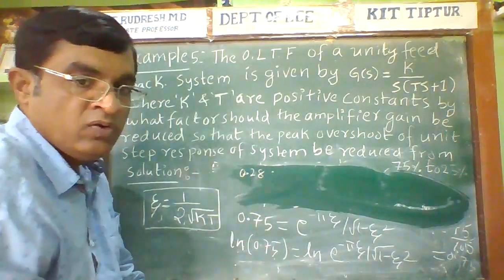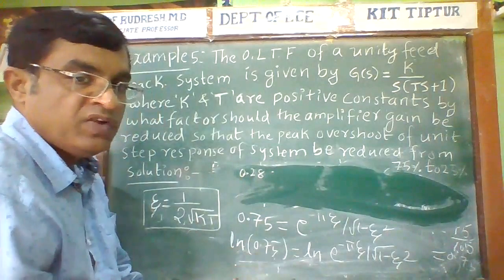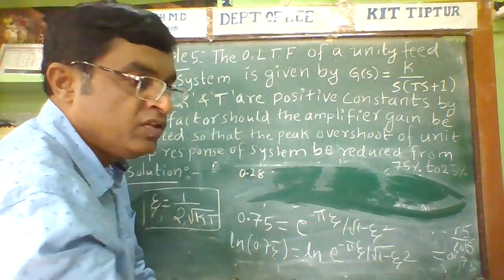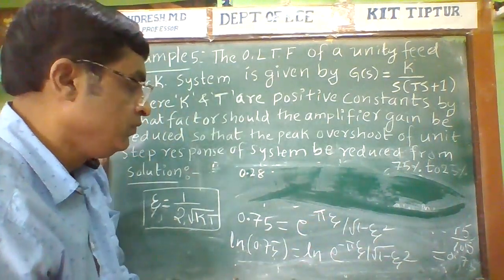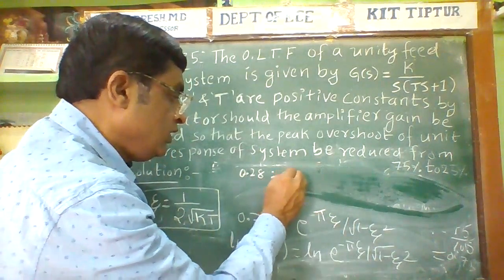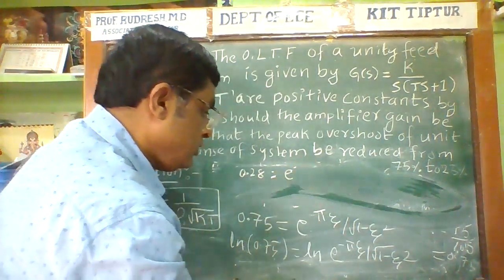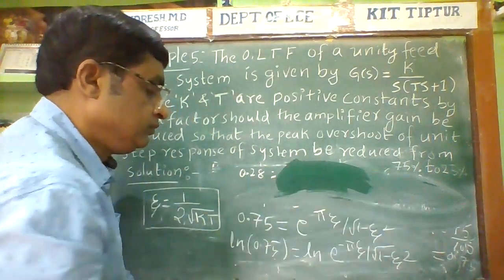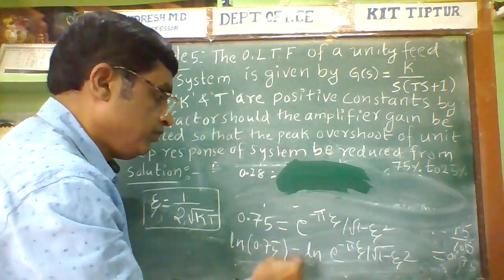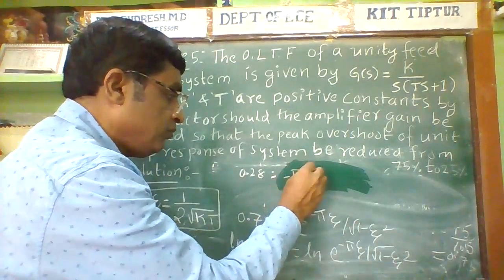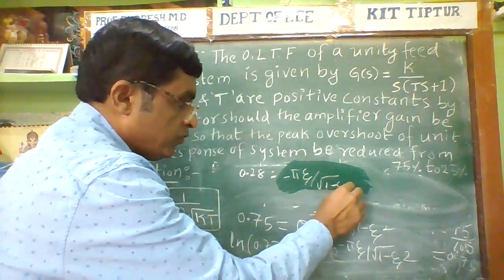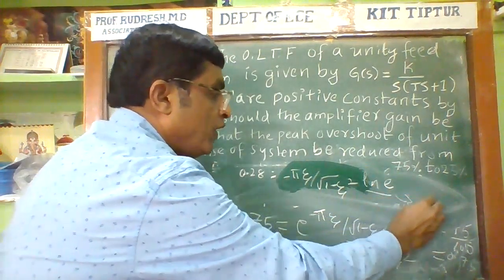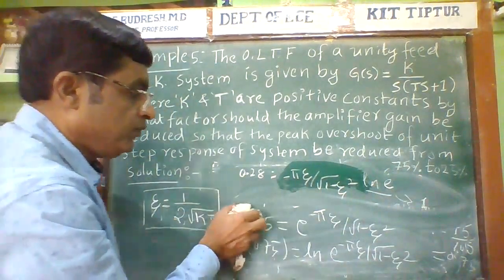If you use the calculator and find the value of ln of 0.75, then this value is equal to 0.28. Now this can be written as e power minus pi by ... ln of e. Now this value is equal to 1. Therefore, now what is the value?